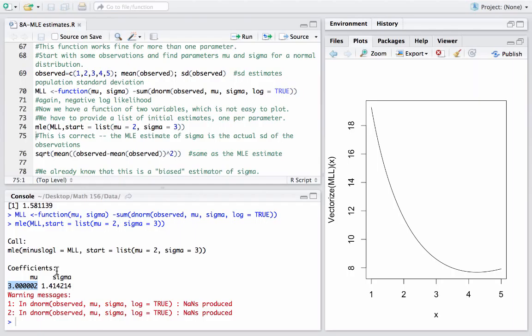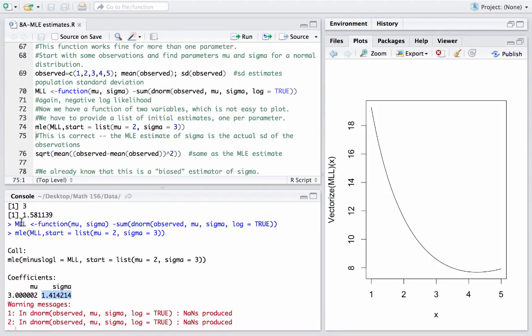For mu, we get the sample average, which we expected. For sigma, we get the 1 over n standard deviation, not the 1 over n minus 1 standard deviation, because this is the MLE estimator. So much like the beta estimate in the uniform distribution, the MLE estimator in this case has a bias.